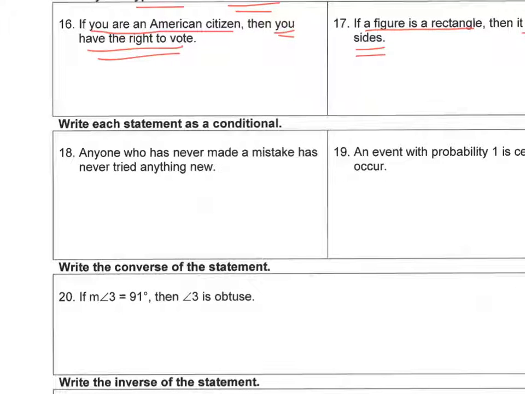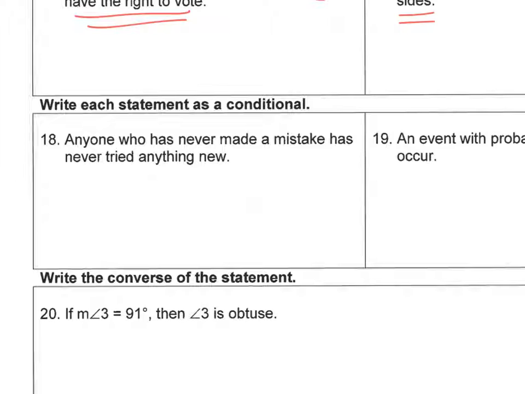Rewrite each statement as a conditional. And guys, these could be very different depending on who you are. One person could think one thing and one person can think another. So the main thing is to make them into an if-then statement. Anyone who has never made a mistake has never tried anything new. So there's a lot of different ways we could do this. I said, if you never make a mistake, then you've never tried anything new. I'm not going to write all that out because I'm lazy. But if you never made a mistake, then you have never tried anything new.